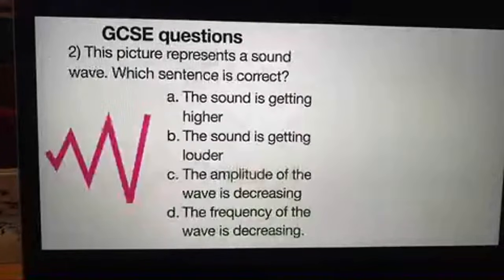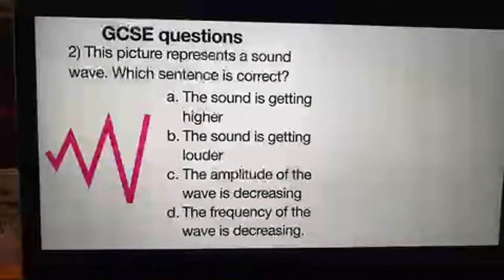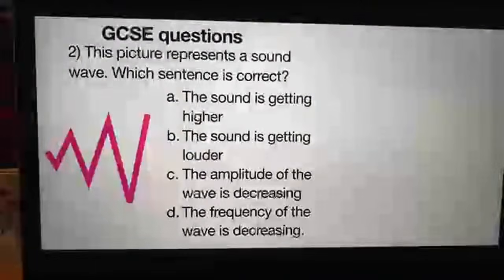Right, next one. You've got a sound wave here. It starts off small and it gets bigger. But which sentence is correct? The sound is getting louder. The sound is getting higher. The sound is getting louder. The amplitude of the wave is decreasing. So you've got a sound wave.